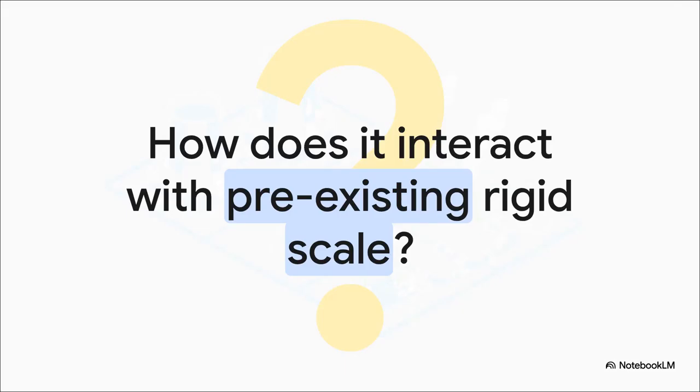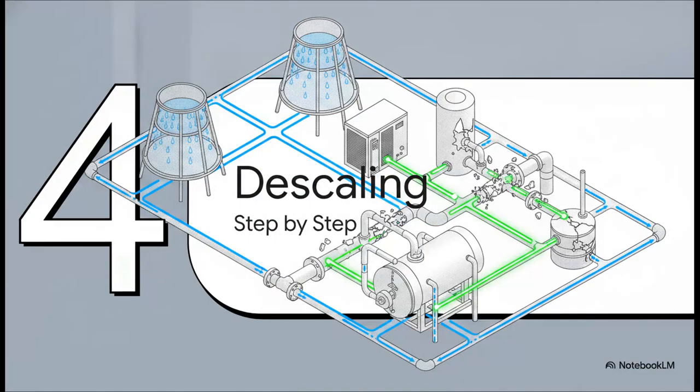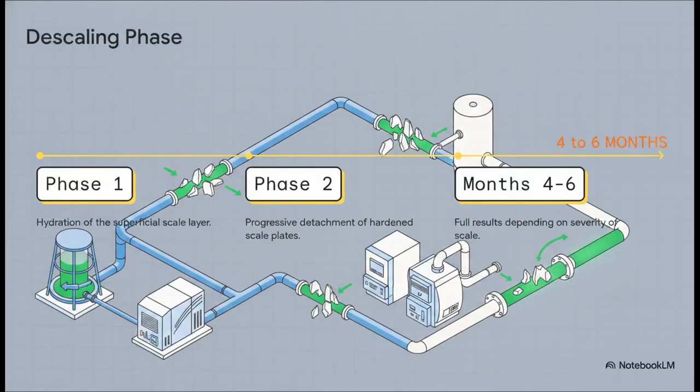Now, how does the treatment interact with pre-existing rigid scale deposits in either system? When heat exchangers or boiler tubes are already severely compromised before treatment begins, a specific remediation phase is absolutely required. Section 4. The descaling process. This standardized descaling mechanism works identically in both cooling and steam systems, operating in distinct chronological phases.